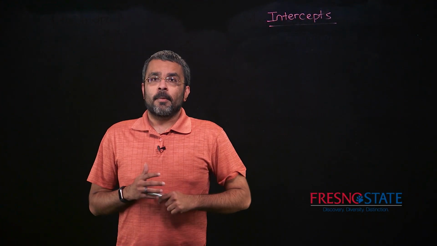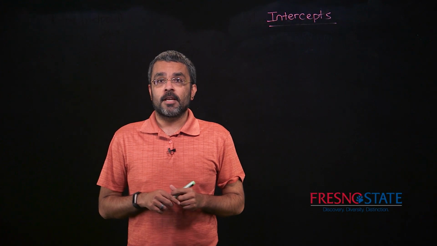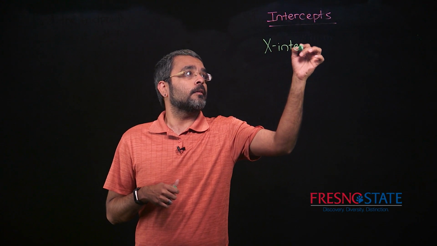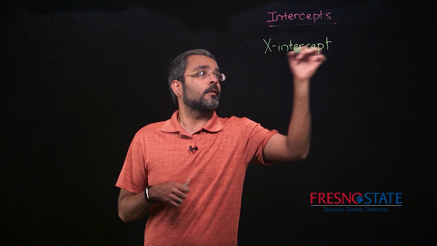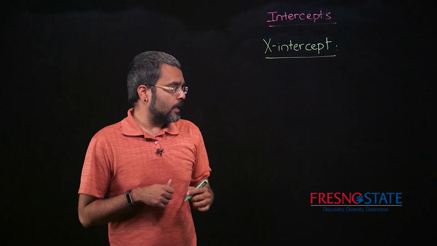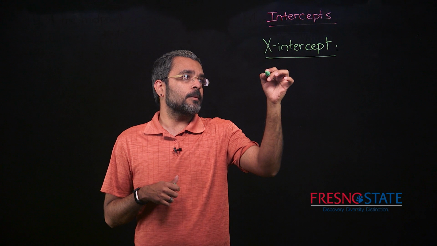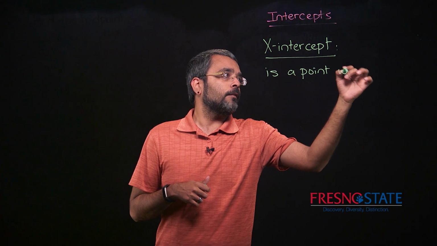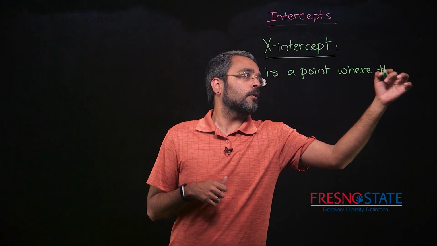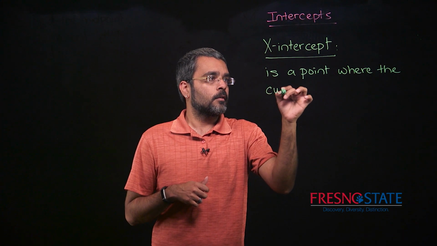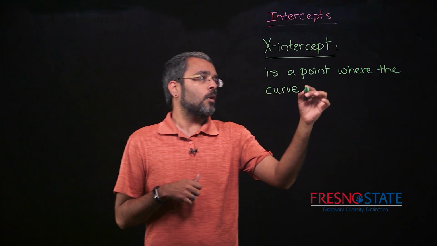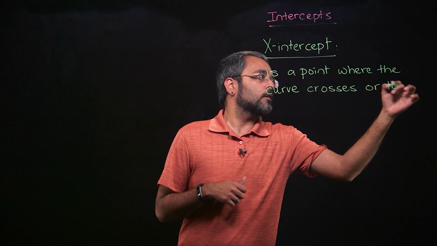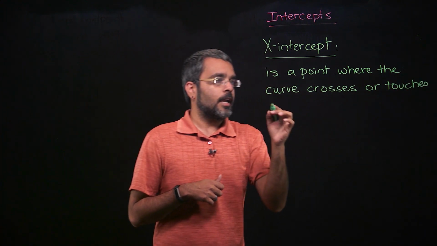So in this video, we're going to talk about intercepts. Now, there are two kinds of intercepts, right? The first one is what we call an x-intercept. Okay, so what's an x-intercept? An x-intercept is a point where the curve or the graph crosses or touches the x-axis.